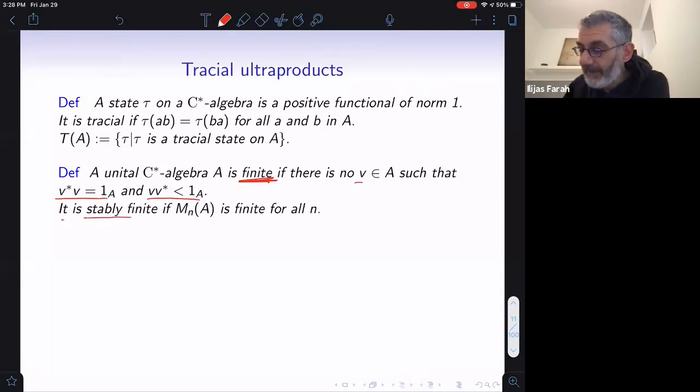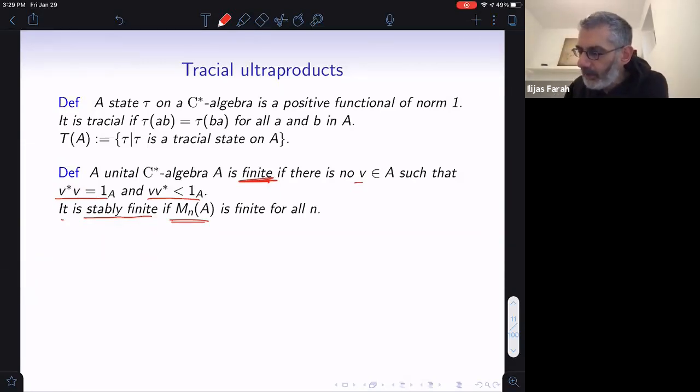It is said to be stably finite if Mn of A, so this is the algebra of n by n matrices over A with natural operations, is finite for all n. Now, it is not obvious for sure, but there are examples such that A is finite and M2 of A is not finite. There is even a simple nuclear example of such A due to Rørdam, which is a beautiful application of all sorts of things, including some non-trivial combinatorics. So one has to distinguish between finite and stably finite.